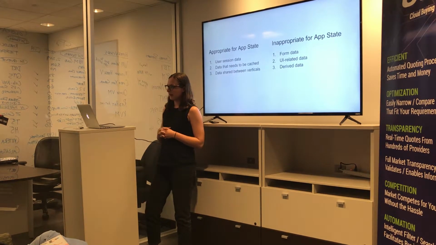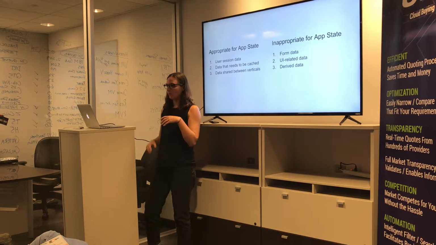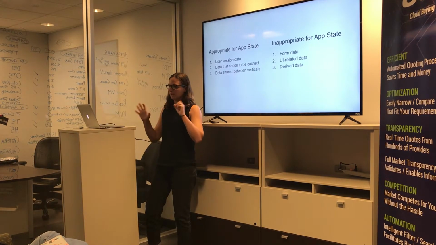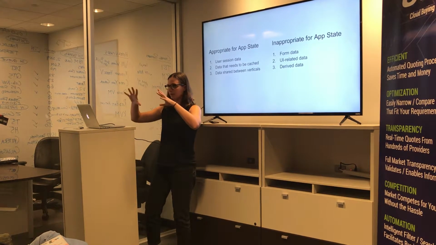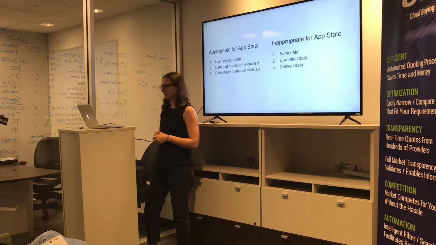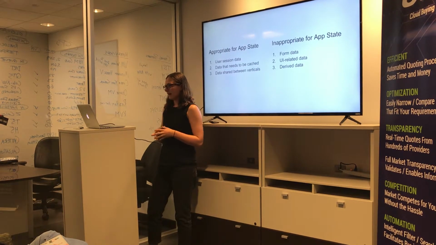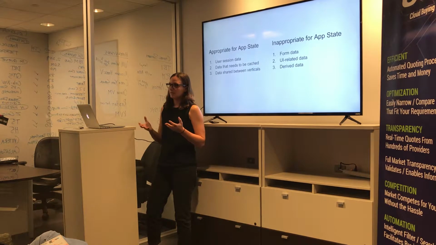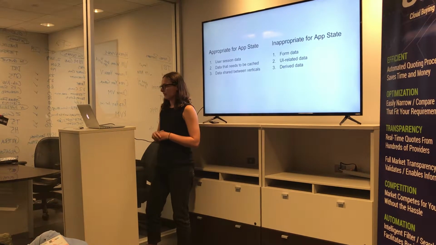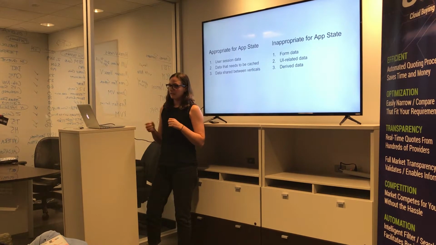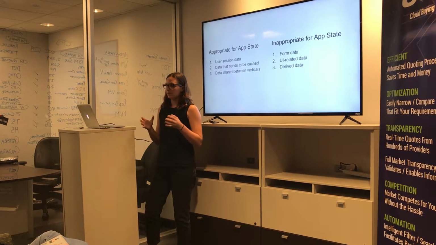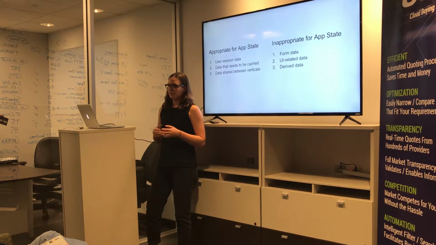Data that's appropriate for app state: user session data, data that needs to be cached, and data shared between verticals of the app, where you don't need to put different app verticals under the same component in order for them to have the same props. Inappropriate for app state: form data. Form data is inherently ephemeral and should be wiped away when components unmount. Also any UI-related data, like whether to show or hide a modal, and any derived data.